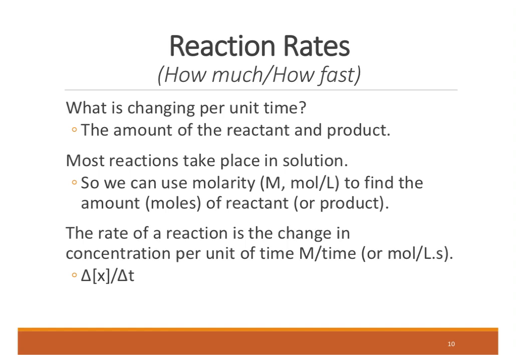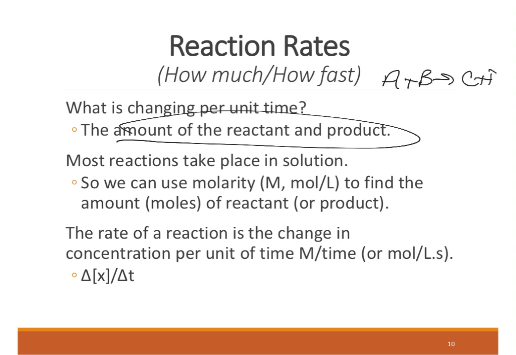All right, let's talk about reaction rates. Rates of reactions now. What is a rate? Well, rate of anything is the change in something per unit time, right? So what's changing in a chemical reaction? Well, it's the amount of the reactant and product, okay? So if you have A plus B reacting to give C plus D, you could monitor the disappearance of either reactant, or you could monitor the appearance of either product over a period of time.